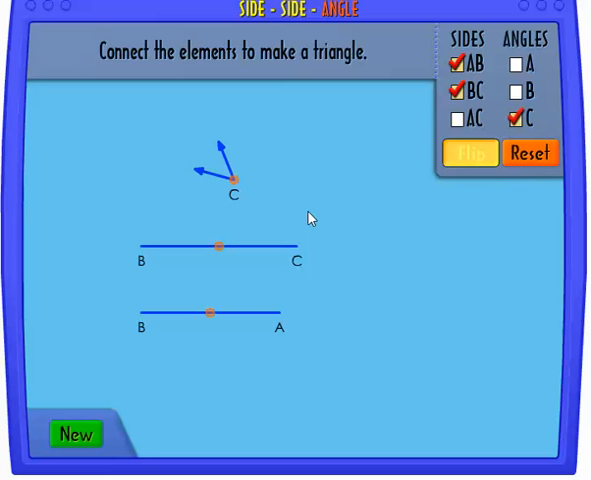So anyway, this is kind of a nice tool to show, kind of informally, which of these elements, or which three, are enough to show that you have two congruent triangles.